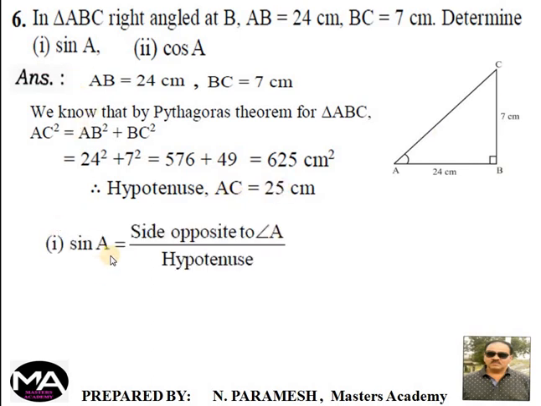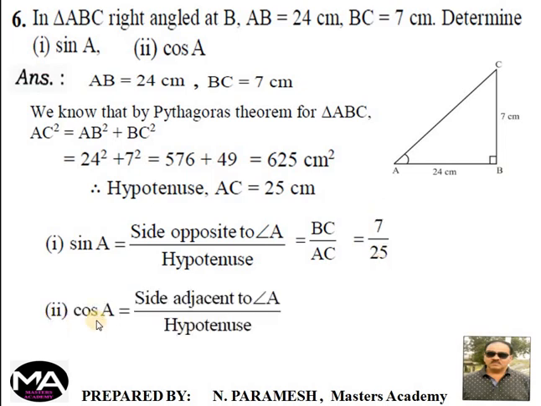Subdivision. First question, sin A, opposite side by hypotenuse, that is equal to BC by AC, that is equal to 7 divided by 25. Subdivision. Second question, cos A, that is equal to adjacent side by hypotenuse, adjacent side is AB, by hypotenuse AC, that is equal to 24 by 25.